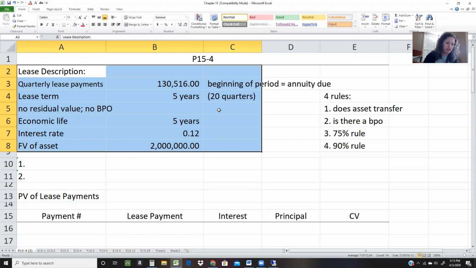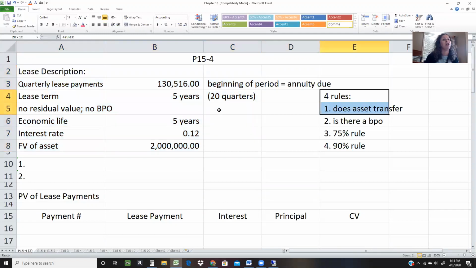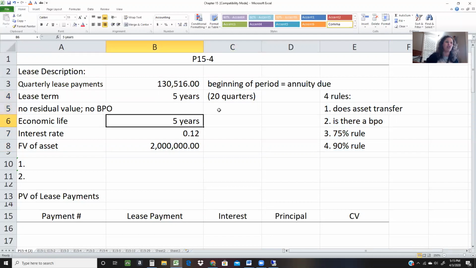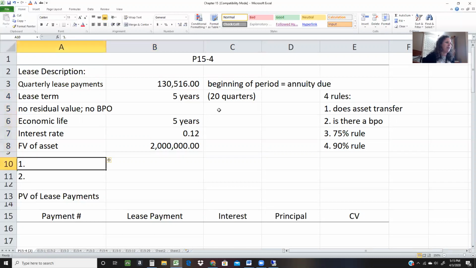So the first question said, how should the lease be classified? So I just used the 4 rules. Does the asset transfer? Is there a BPO? And then there's a 75% rule and a 90% rule. But I don't need to do all the calculations because I see the lease term is 5 years and the useful life of a lithotripter is apparently 5 years. So this is definitely a capital lease. So for the lessee, that's the one leasing it, it will be a capital lease.